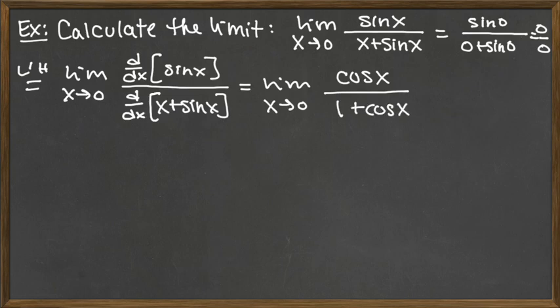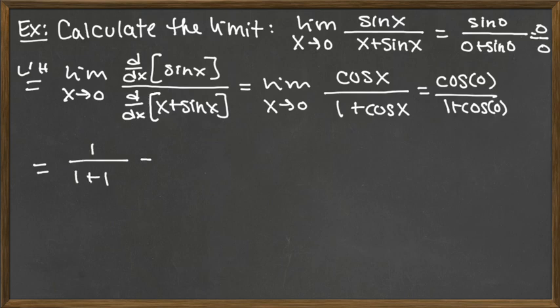Okay. So now we try to take the limit again by plugging in, and we have cosine of 0 over 1 plus cosine of 0. And the cosine of 0 is 1. So we're looking at 1 on the top and 1 plus 1 on the bottom. So our final answer there is going to be 1/2 after one application of L'Hopital's rule.